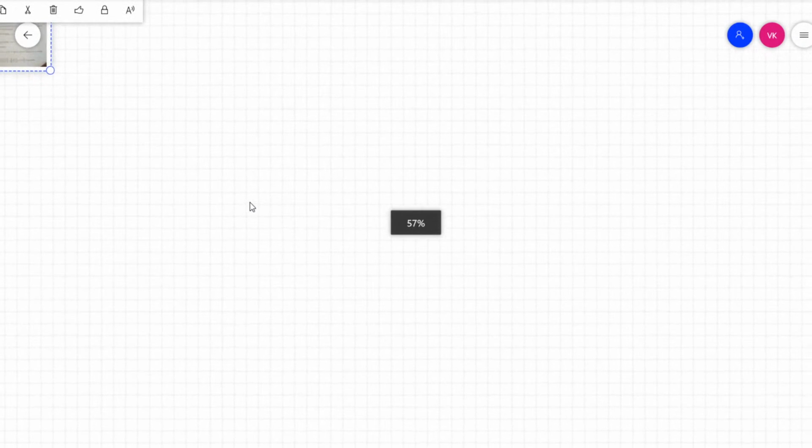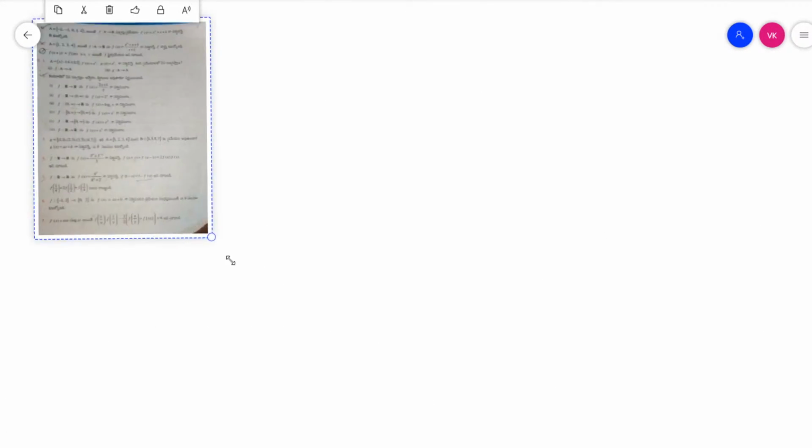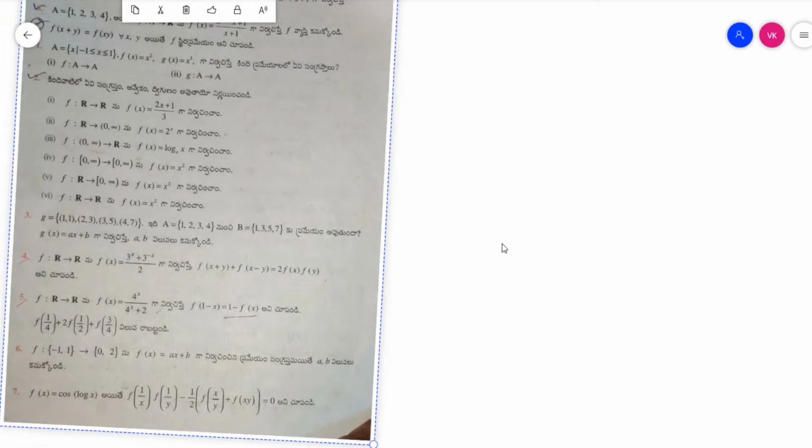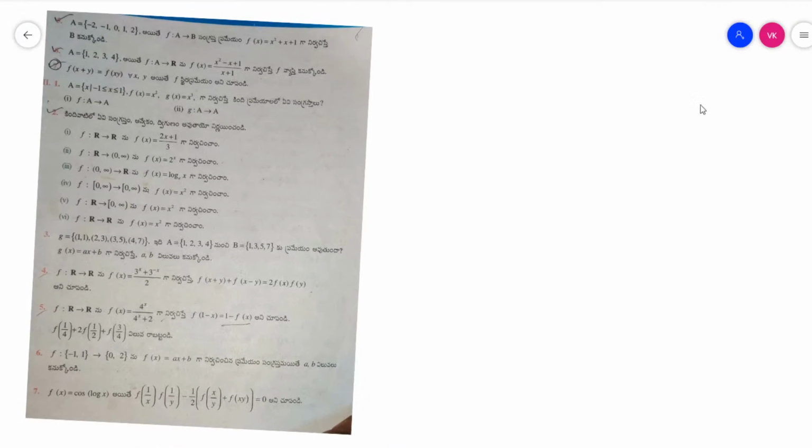Yes, here is the question. Show whether the given functions are injection or surjection or bijection. We have to show whether they are injection or surjection or bijection. So first of all, let's take the first question.